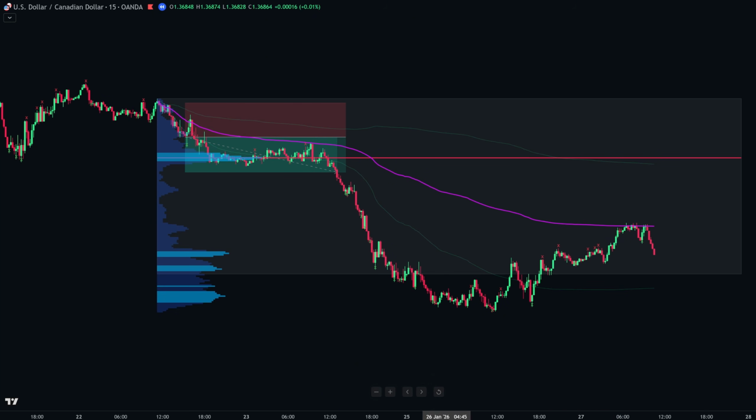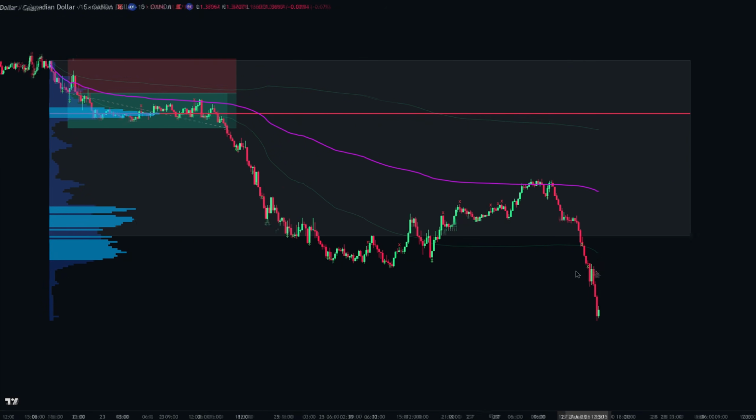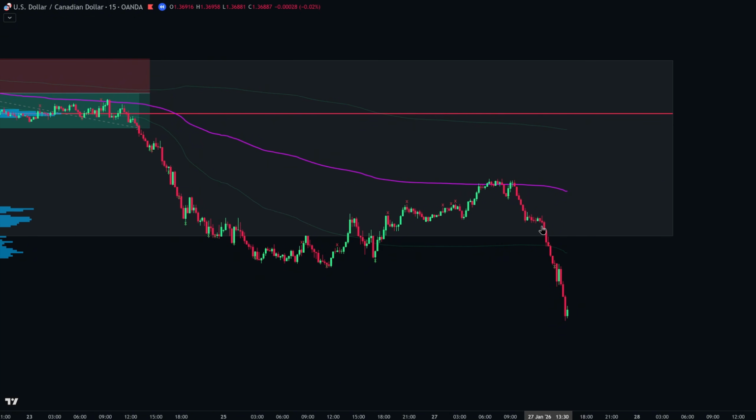Here, we can see price breaking below the volatility band and also breaking below the gray rectangular box around this region. This breakout happens with strong bearish momentum, which confirms downside expansion. Around this area is where we consider our sell trade. We enter at the close of the breakout candle.